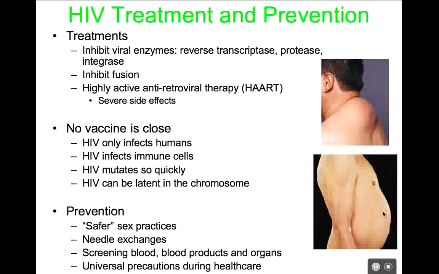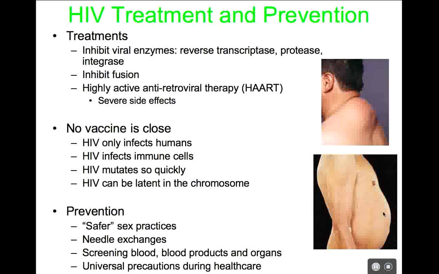We would like to create a vaccine to protect patients against original infection. That's the most effective thing we have against other viruses. Unfortunately, HIV is very problematic when it comes to creating a vaccine. No vaccine is close. We don't have any real vaccine on the horizon, so nothing that will be available to the public, at least in the next 5 to 10 years.